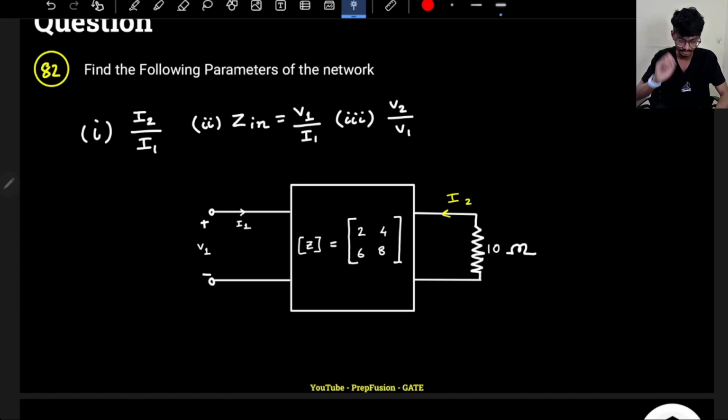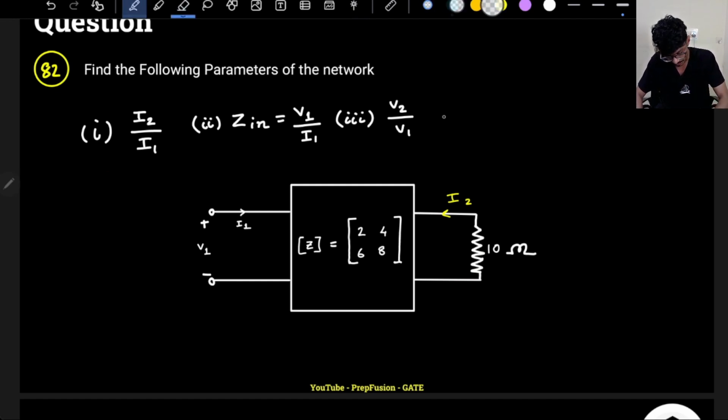Trust me, you try any method, you remove this 10 ohm and you try to find it out, you will not be able to find out the value of I2 upon I1. Trust me, you will not be able to find it out. Okay, so without making anything zero, here these are all unconditional parameters.